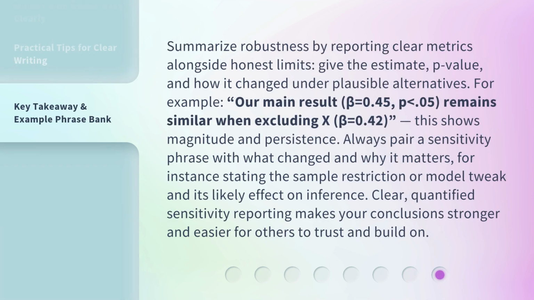Summarize robustness by reporting clear metrics alongside honest limits. Give the estimate, p-value, and how it changed under plausible alternatives. For example, "Our main result, beta equals 0.45, p less than 0.05, remains similar when excluding X, beta equals 0.42." This shows magnitude and persistence. Always pair a sensitivity phrase with what changed and why it matters, for instance stating the sample restriction or model tweak and its likely effect on inference. Clear, quantified sensitivity reporting makes your conclusions stronger and easier for others to trust and build on.